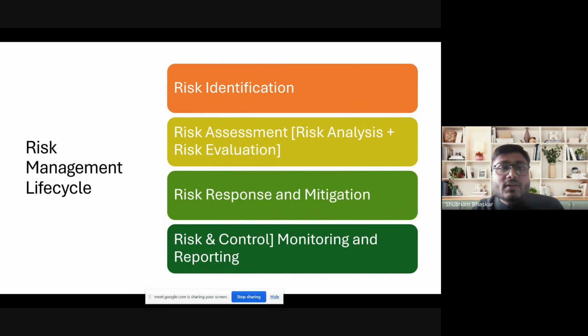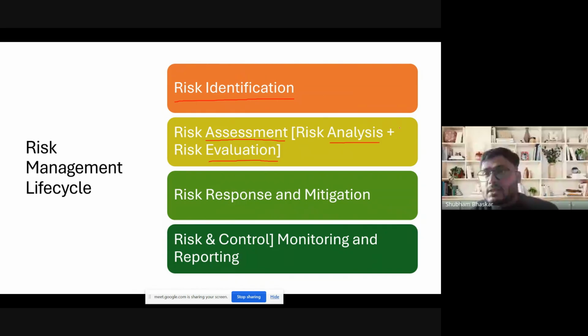So the first step is risk identification. Identify the risk within the current processes, current systems, current assets, right? When you have identified those, you assess them. What does assessment mean? It basically means analysis plus evaluation.